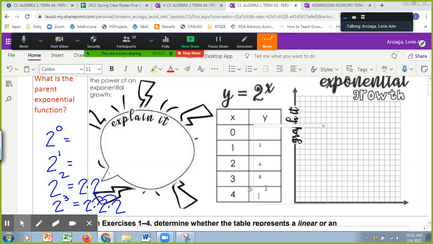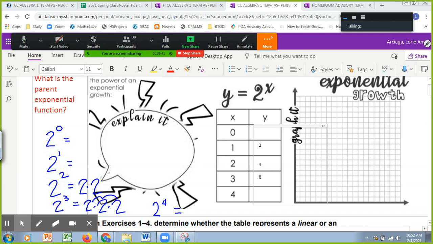What's the last one? 2 to the fourth power. I ran out of space, so I'm going to put it over here. 2 to the fourth power: 2 times 2 times another 2 times another 2. 32. You agree with 32? If you agree, type 32. If you don't, then type your answer.